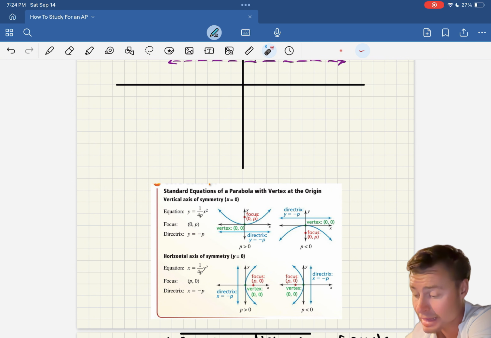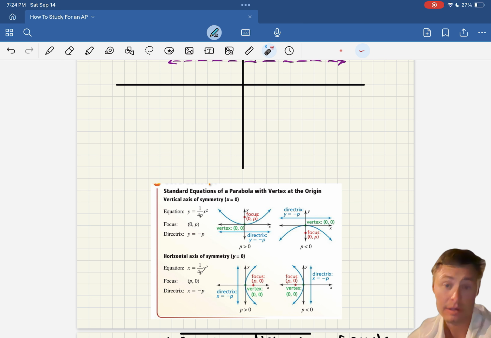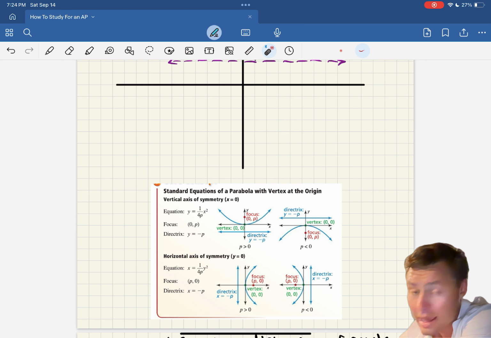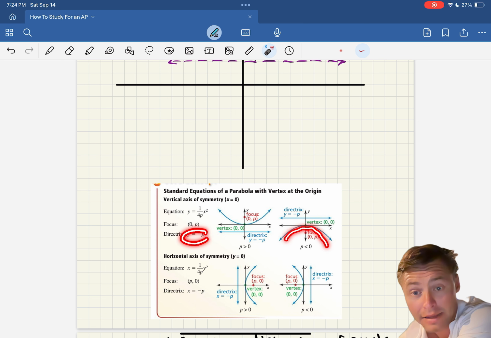So when the vertex is at the origin, we can model an upwards parabola with the equation y equals 1 over 4p x squared, where p represents the distance from the vertex to the focus or from the vertex to the directrix. And remember, it's going to be the same value because they're the same distance, right? Now, if the parabola is facing down, that p-value becomes negative. So it would be y equals negative 1 over 4p x squared.